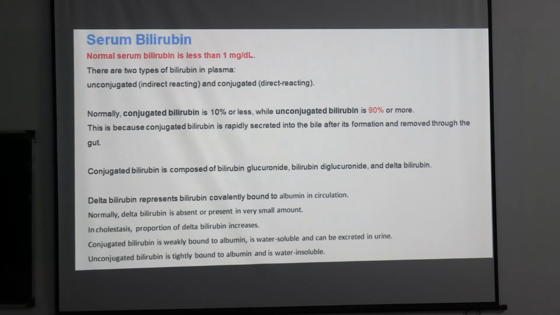Now serum bilirubin. Normal serum bilirubin is less than 1 milligram per dl. There are two types of bilirubin, unconjugated and conjugated. Normally conjugated bilirubin is 10% or less, and unconjugated bilirubin is 90% or more.